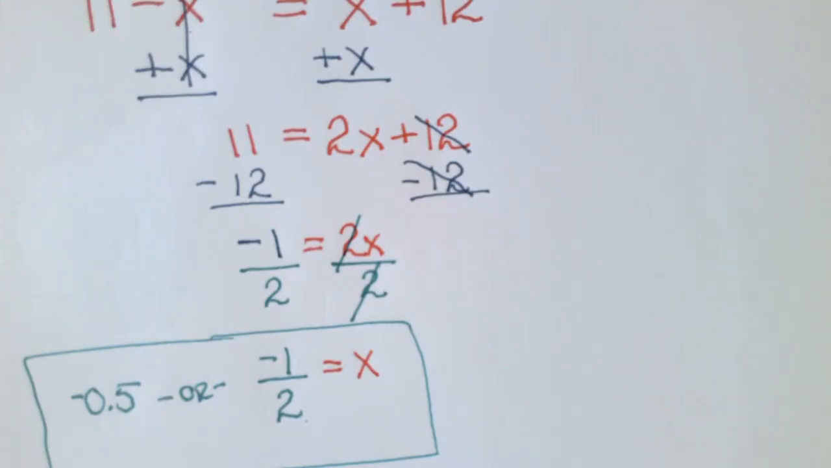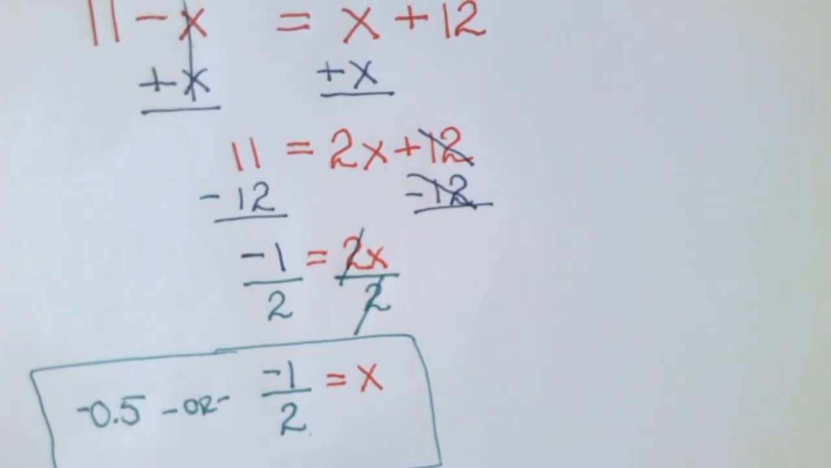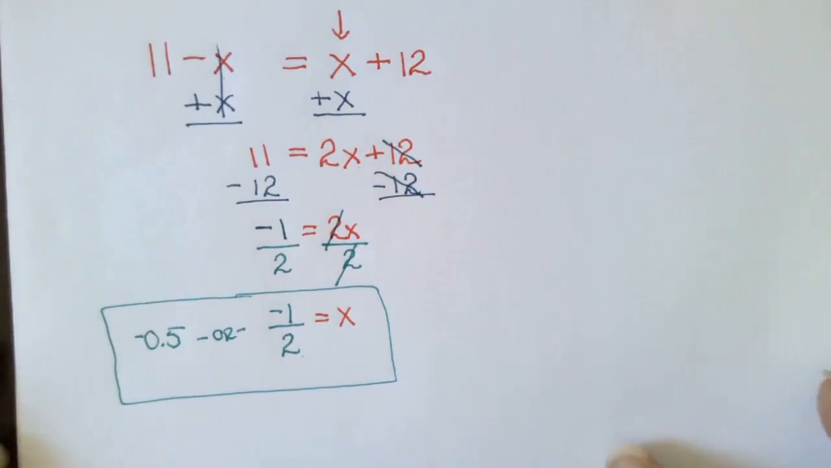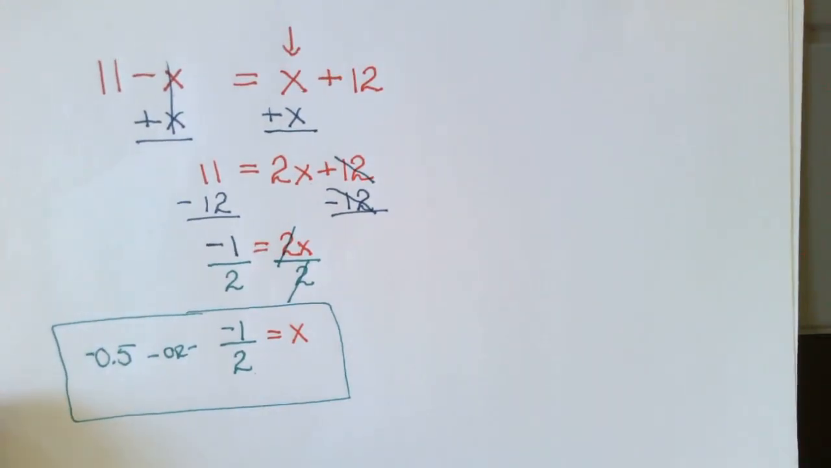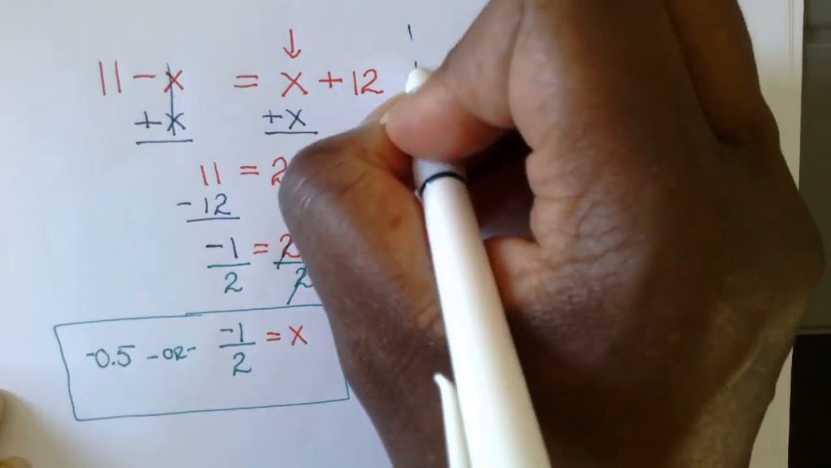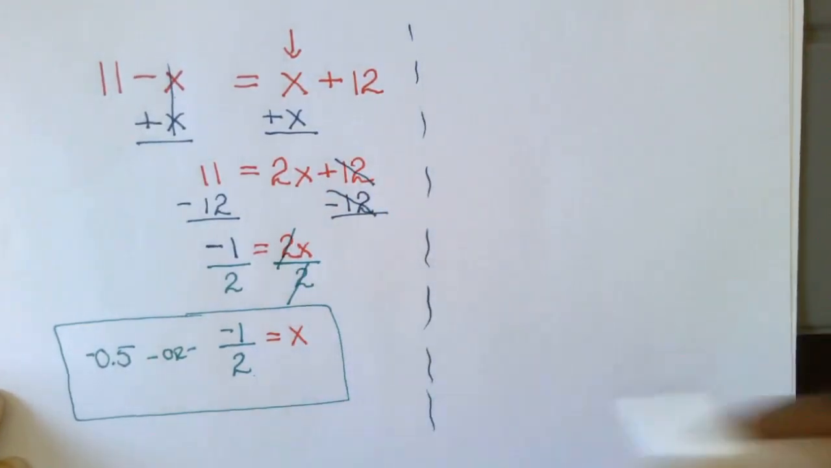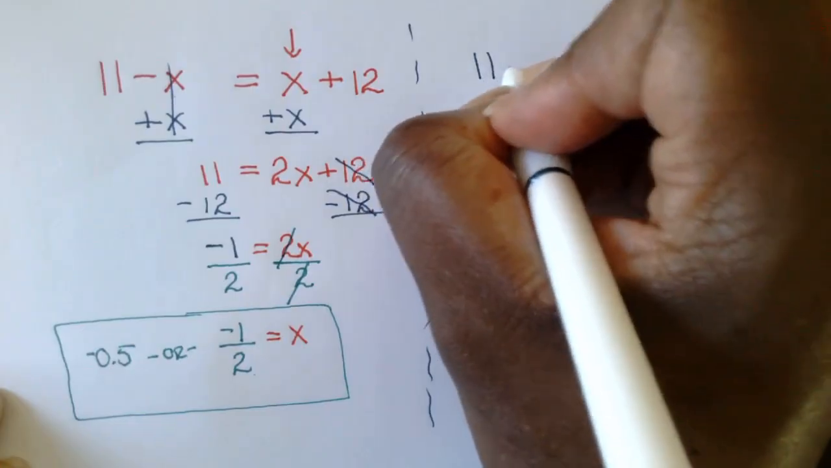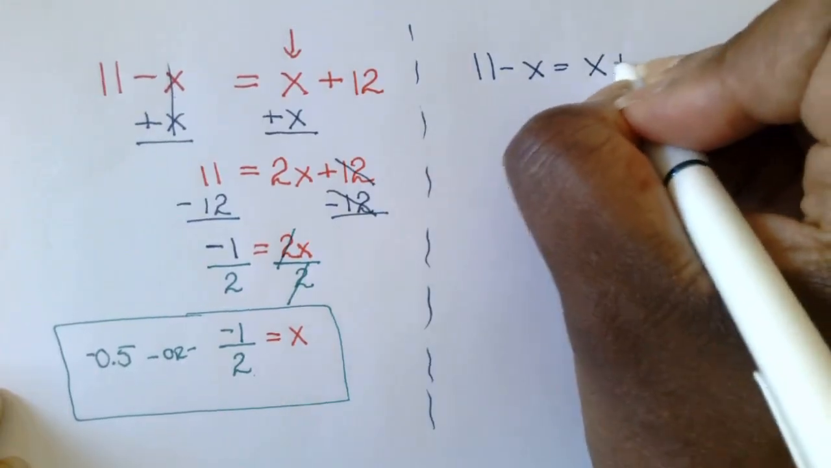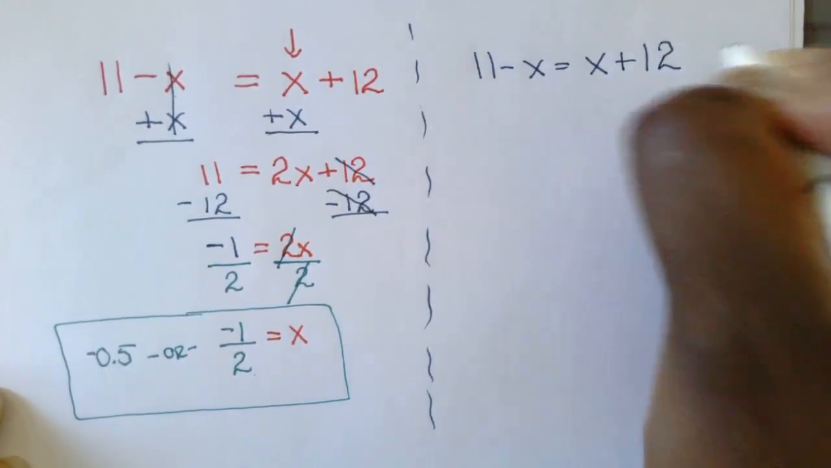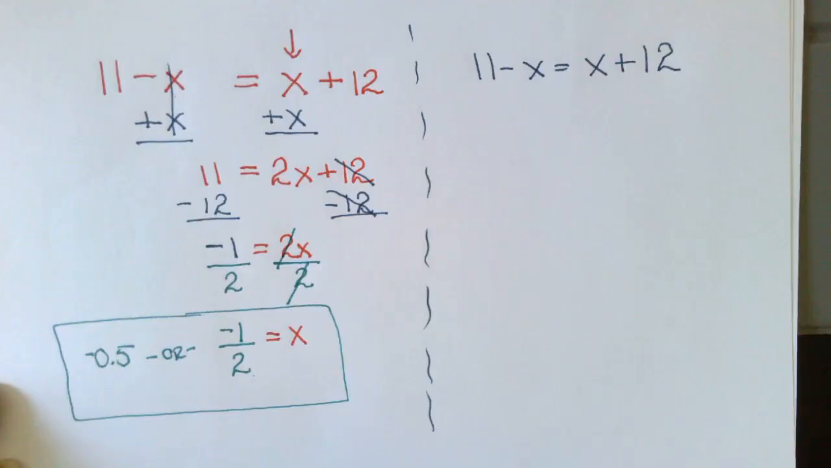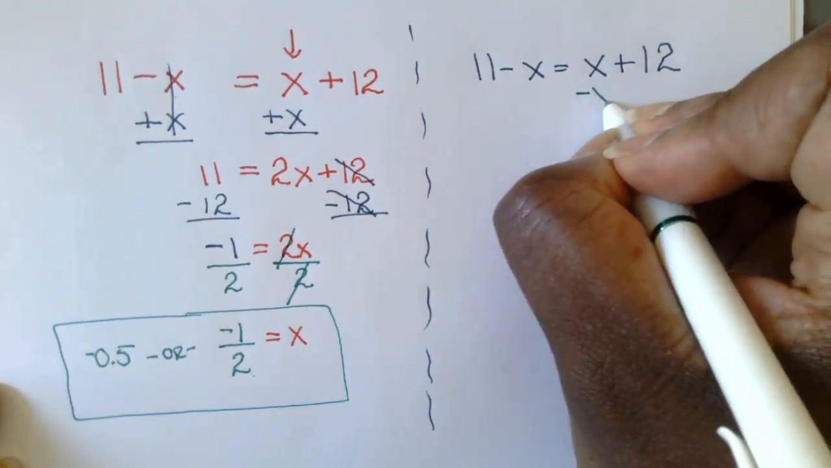Right. But see, here's the thing. It doesn't matter. Even if I do it the other way, because you know me, I like to do it both. Yeah, I just walked right into that one. Okay, so we have our 11 minus x is equal to x plus 12. If I decide to put my x's on the left-hand side, all right, so I'm going to subtract this x.